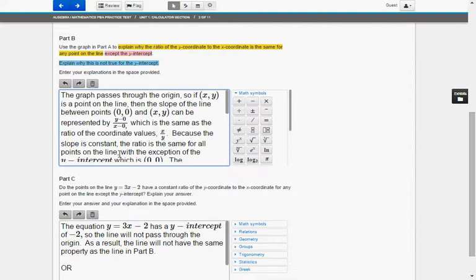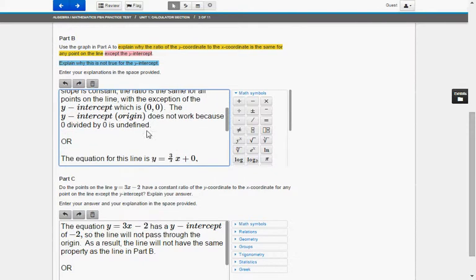Because the slope is constant, because it's a straight line, this ratio is the same for all points on the line with the exception of the y-intercept, which is at (0, 0). So the y-intercept, the origin there, does not work because in this case y divided by x would be 0 divided by 0, and that's undefined. That's kind of a technical sounding answer to me.